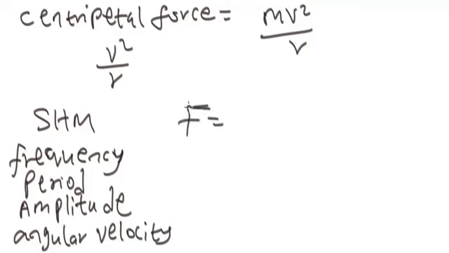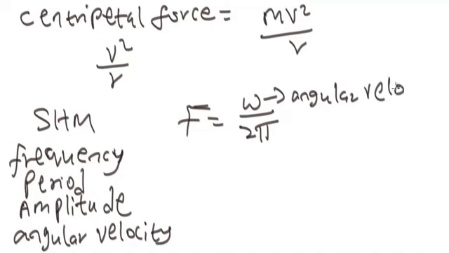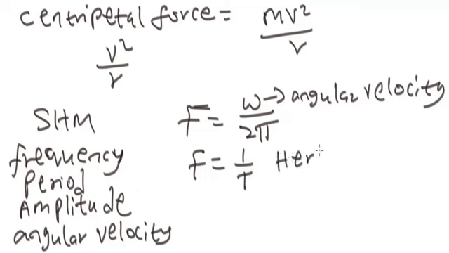Frequency is calculated using W over 2 pi, where W is the angular velocity. Frequency can also be seen as the inverse of period T, which is the time. Frequency is measured in hertz. So that's the unit of frequency in physics.